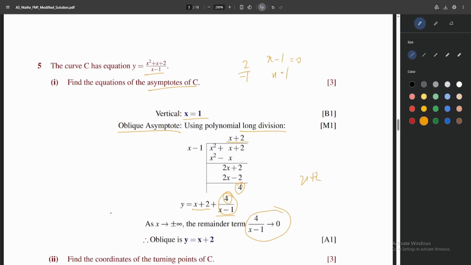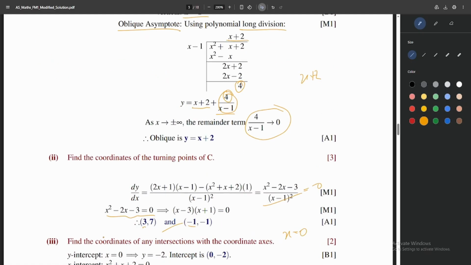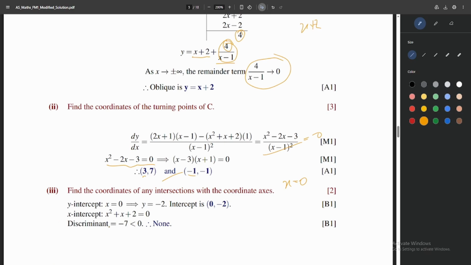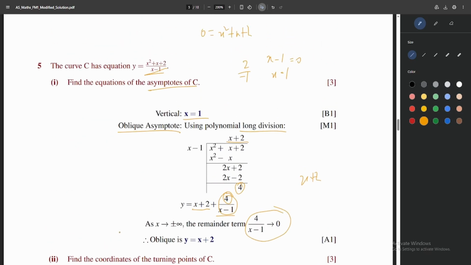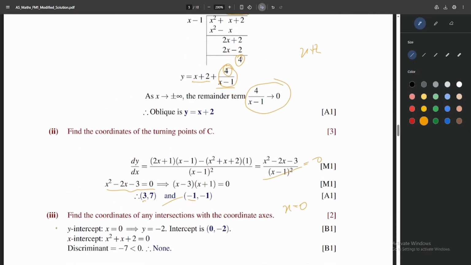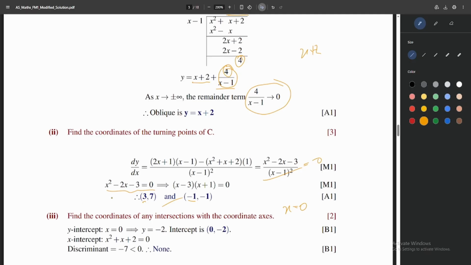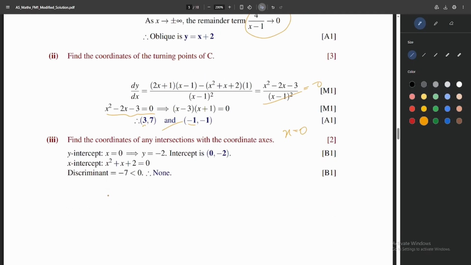And then for the x-intercept, we set y equals 0. So x minus 1 into 0 is 0, so x square plus x plus 2 equals 0. When we solve this quadratic, it is not solvable. We can see this by b square minus 4ac, which is 1 square minus 4 into 1 into 2, so 1 minus 8. This is less than 0, so the discriminant is negative. Thus there is no solution, so there is no x-intercept.